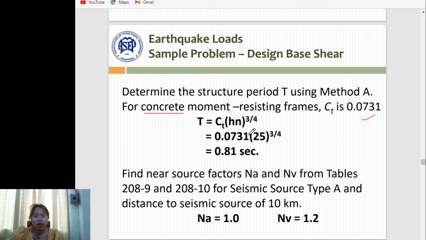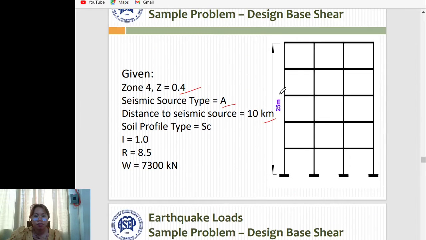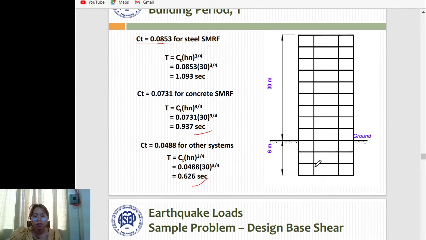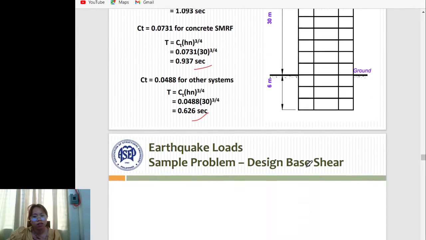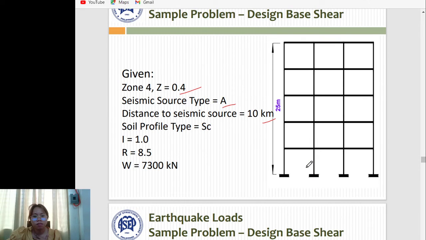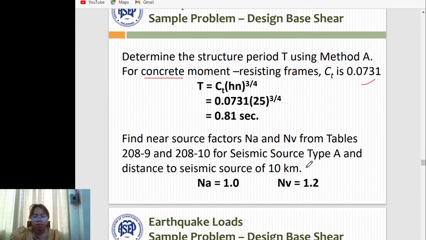So compute. And the height of the building is 25 meters from footing. So that the period is 0.81 seconds. So find the near source factors N sub A, N sub B from the tables for seismic source type A, and distance to near source is 10 kilometers.